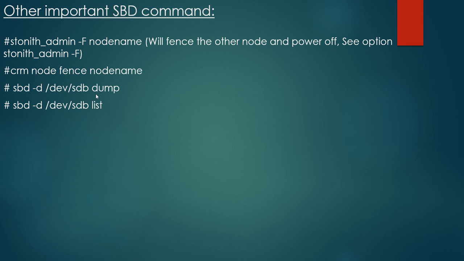And to check the settings for your SBD disk, for example, your disk is /dev/sdb, and you want to see what the settings are for your disk, what the watchdog timeout is and other settings, you probably need to run this command. Also to check on which node your SBD disks are running and whether they are functional or not, you can run this command.